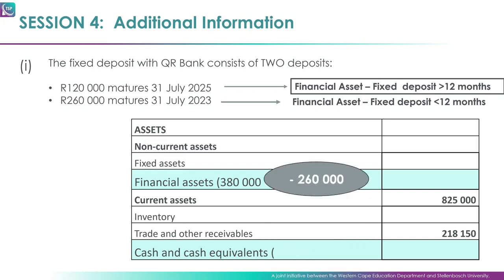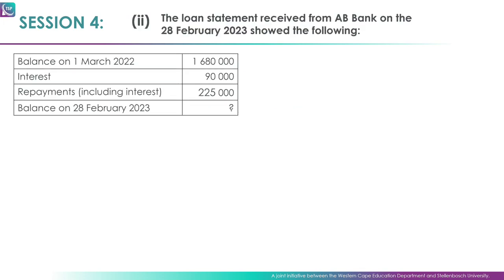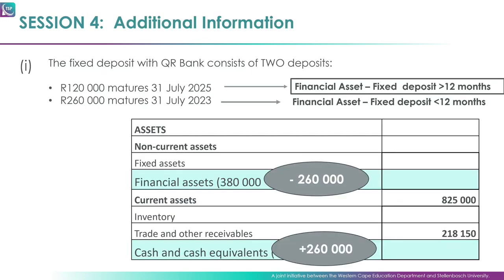What we are going to do now is basically minus the 260,000 Rand, because it's not a non-current asset, and rather transfer it to a current asset. It's basically as if money is moving from one account to the other. And what we are left with is 120,000 Rand over here in our final total, and we have an extra cash and cash equivalent figure of 260,000, which will be added to the amounts that we already have.